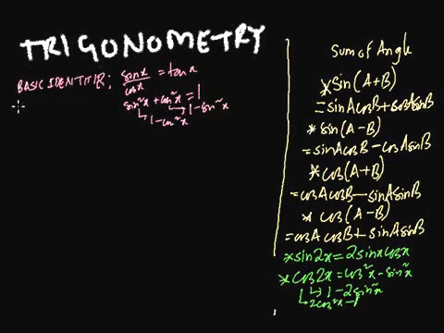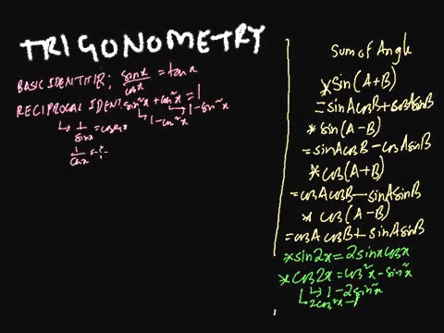The next one we talked about is the reciprocal identities. So these are: 1 by sine x is cosec x, 1 by cos x is sec x, and 1 by tan x is cot x. One thing that must be mentioned is that since tan x is sin x by cos x and 1 by tan x is cot x, so we can call the reciprocal to be cos x by sin x.